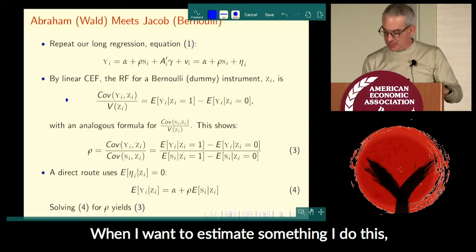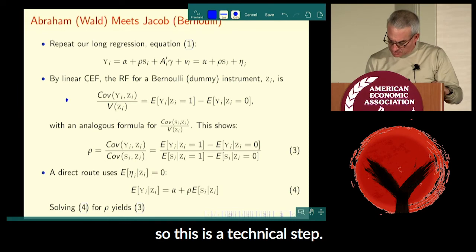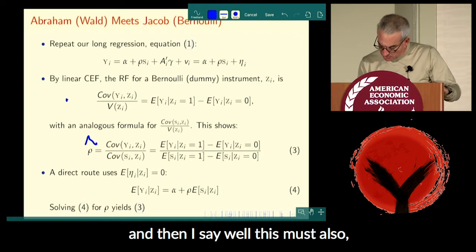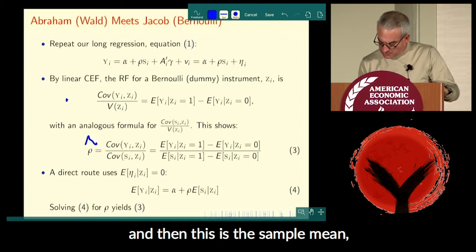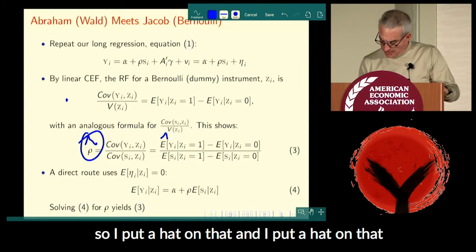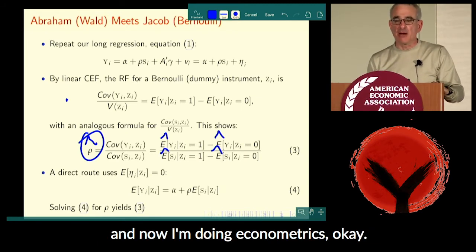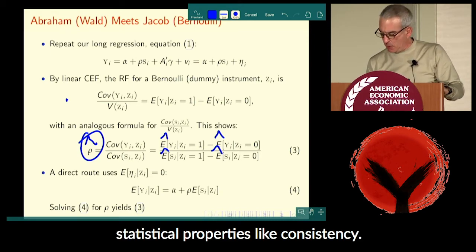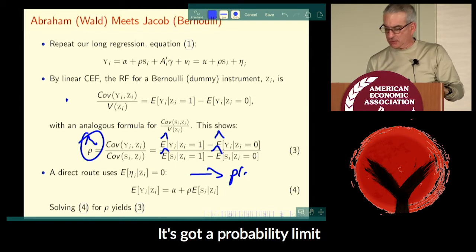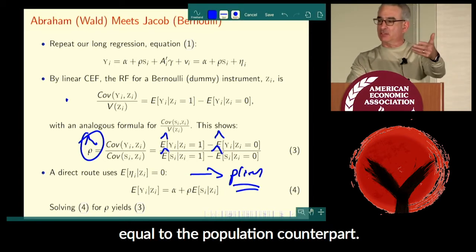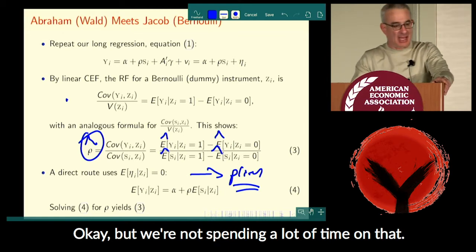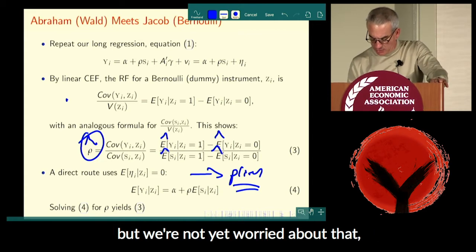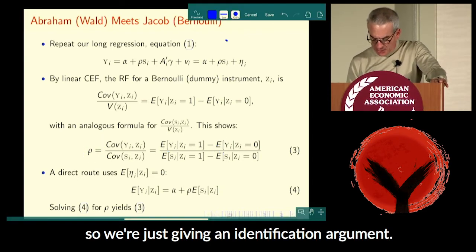You know, when I want to estimate something, I do this. So this is a technical step. I put a hat here on that part, and then I say, well, this must also be, so that's my estimated rho, and then this is the sample mean. So I put a hat on that, and I put a hat on that. And now I'm doing econometrics, okay? And this will have some statistical properties like consistency. It's got a probability limit equal to the population counterpart. Okay, but we're not spending a lot of time on that. I will have something to say about the estimation of IV, but we're not yet worried about that. So we're just giving an identification argument.